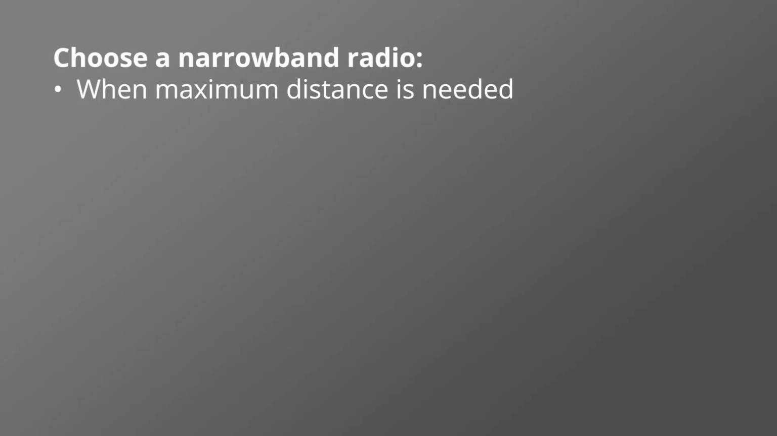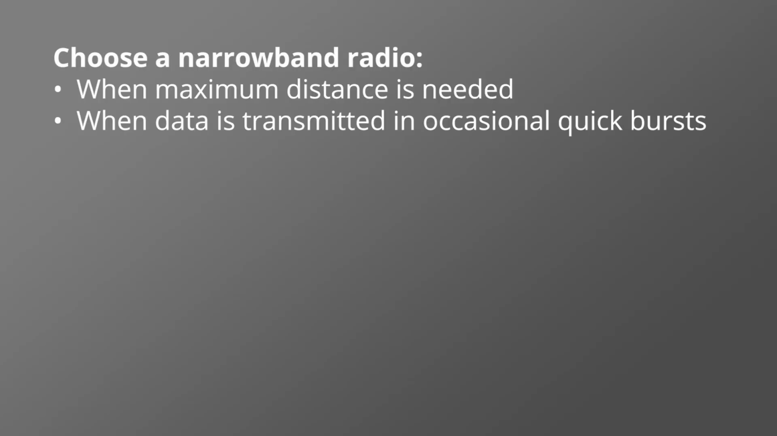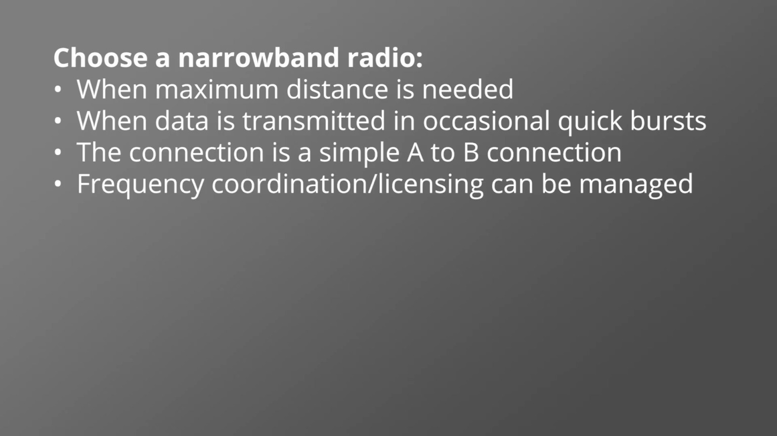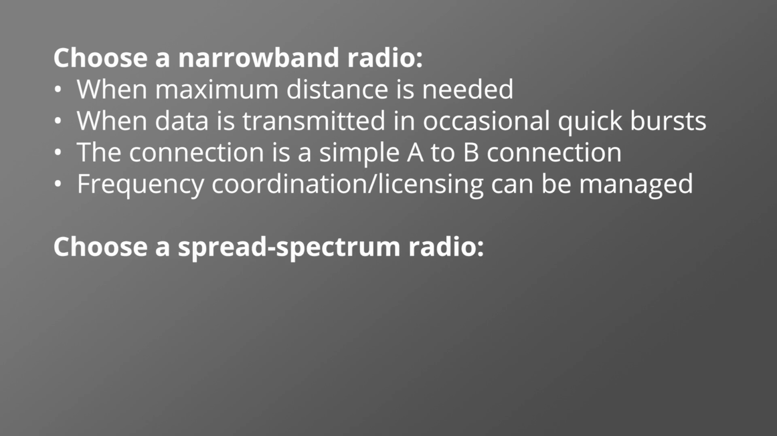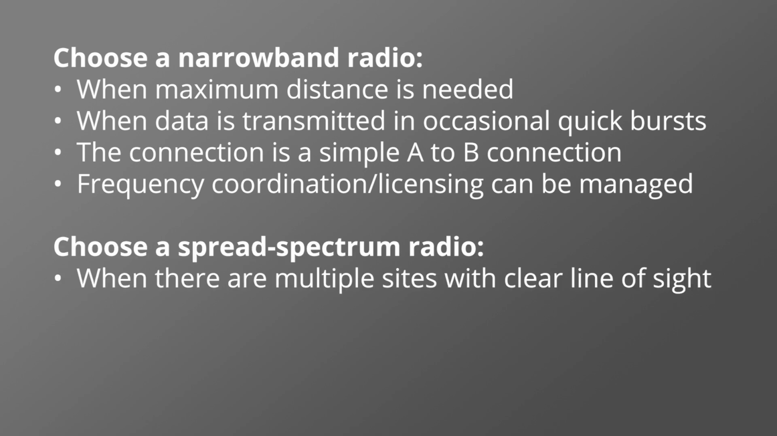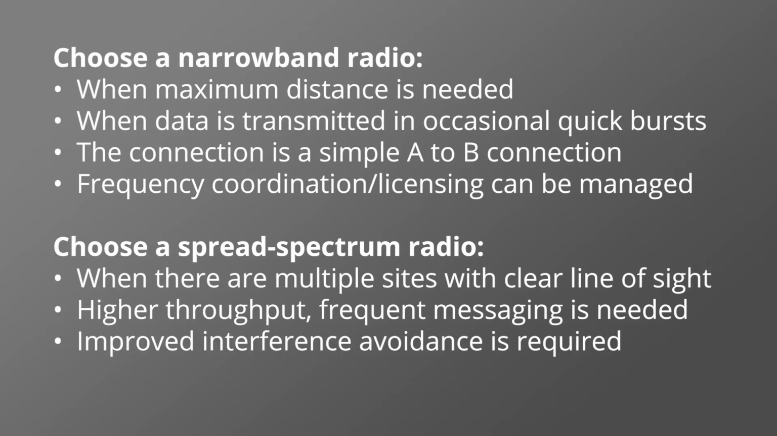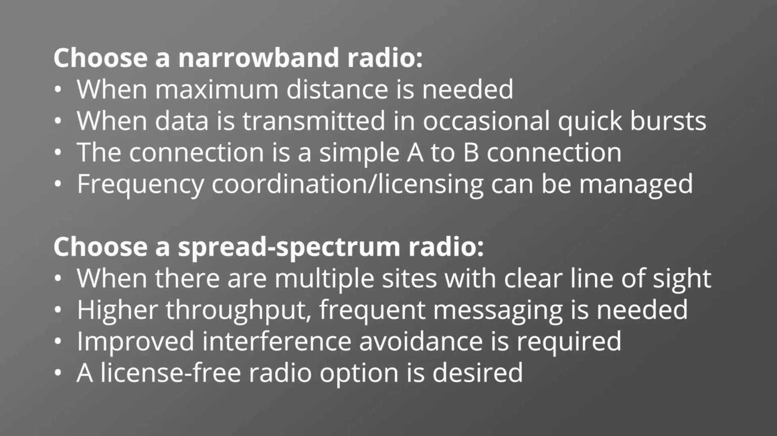In summary, choose a narrowband radio when maximum distance is needed, when data is transmitted in occasional quick bursts, the connection is a simple A to B connection, and frequency coordination and licensing can be managed. Choose spread spectrum radios when there are multiple sites with clear line of sight, higher throughput and frequent messaging are needed, improved interference avoidance is required, and a license-free radio option is desired.